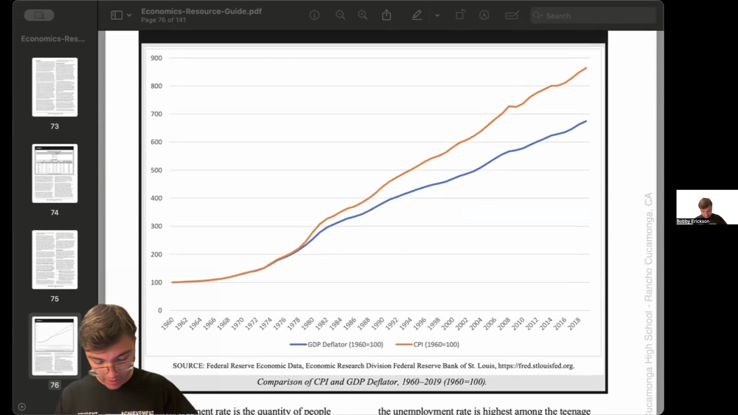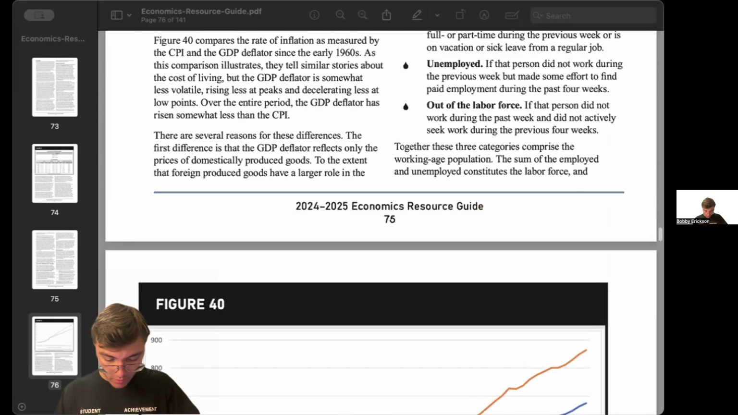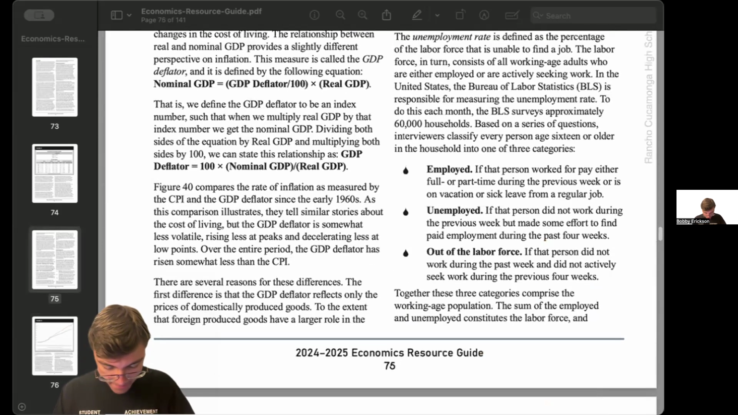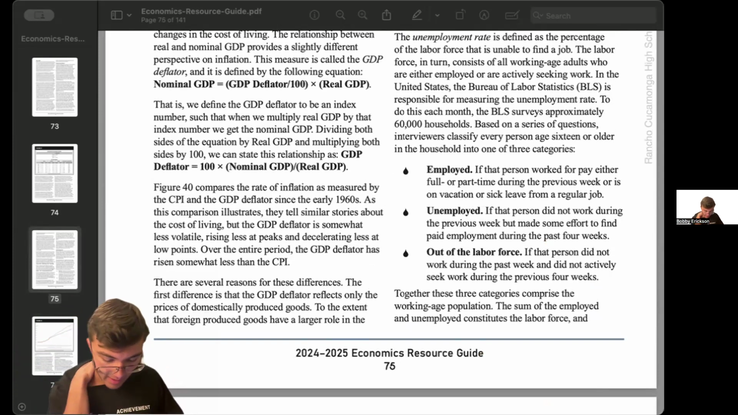At first they were very similar, from 1960 all the way up to about 78 or 79. Then they started to diverge. The CPI had more of a spike increase, whereas the deflator's was smaller. So over the period since the 1960s, the GDP deflator has risen somewhat less than the CPI overall.